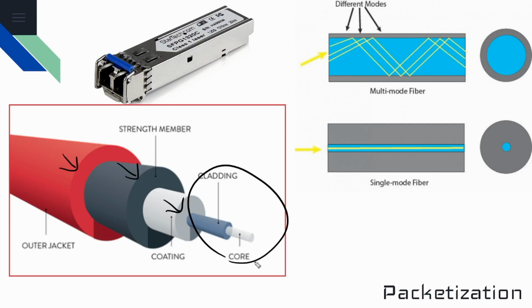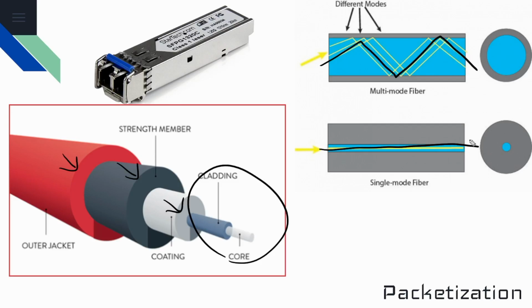There are two types of fiber. There's multi-mode fiber and single-mode fiber. With multi-mode fiber, there is an LED-based transmitter that shines light into the core, and then that light reflects off of the cladding back into the core. With single-mode fiber, it uses a laser-based transmitter, and it sends light directly through the core without any sort of reflection being used off of the cladding.